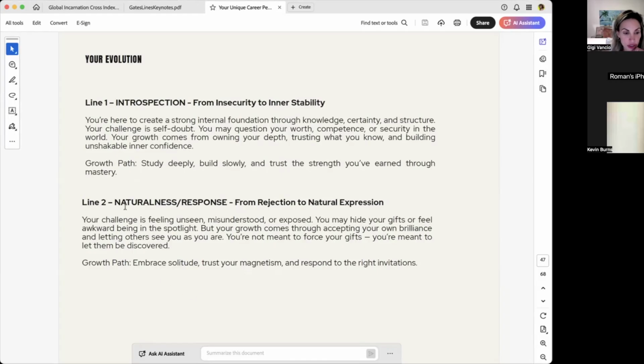So then line 2 is naturalness and response, from rejection to natural expression. This line 2 is always about being the natural. Your challenge is feeling unseen, misunderstood, or exposed, and you may hide your gifts or feel awkward in the spotlight, but your growth comes through accepting your own brilliance and letting others see you as you are. You're not meant to force your gifts, you're meant to let them be discovered. Your growth path is to embrace solitude, trust your magnetism, and respond to the right invitations.